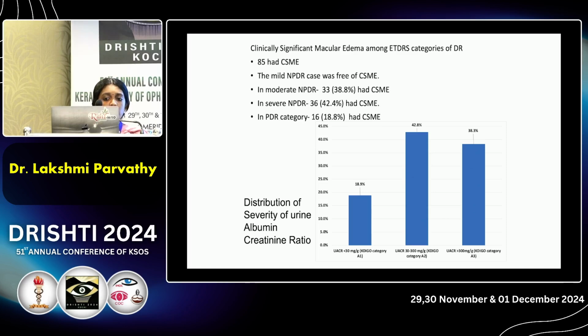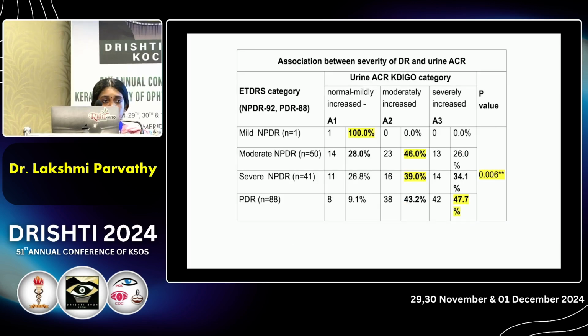Coming to distribution of severity of UACR, majority belong to KDIGO category A2, that is UACR between 30 to 300 mg per gram. In this study, there was one participant with mild NPDR who belonged to KDIGO category A1. Among moderate NPDR, majority belong to KDIGO category A2, that is 46%, followed by KDIGO A1, that is 28%. In severe NPDR, majority belong to KDIGO category A2, that is 39%, followed by A3, 34.1%. Among PDR, majority belong to KDIGO category A3, 47.7%. According to Fisher exact test, there was a statistically significant association between severity of ETDRS category of diabetic retinopathy and severity of UACR with a p-value of 0.006.